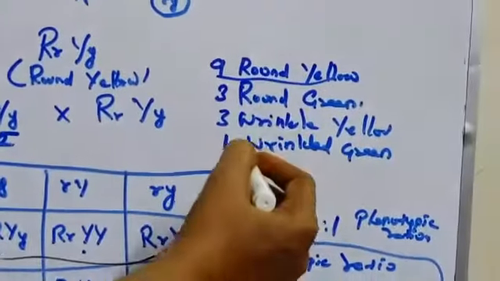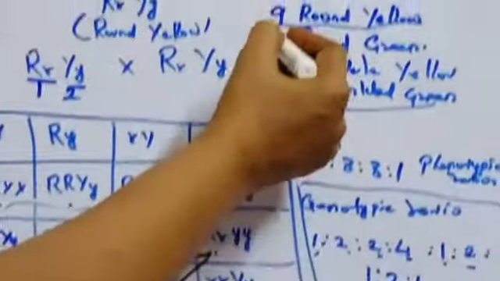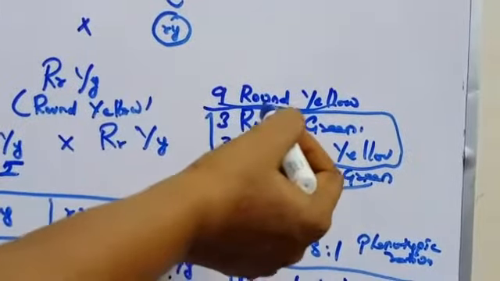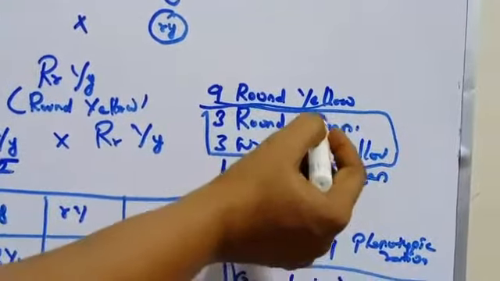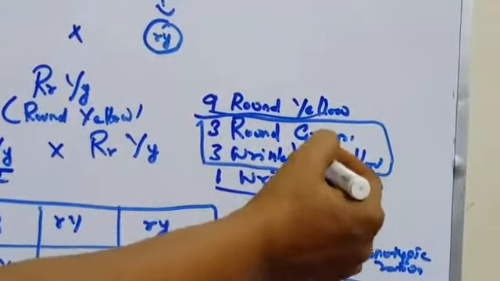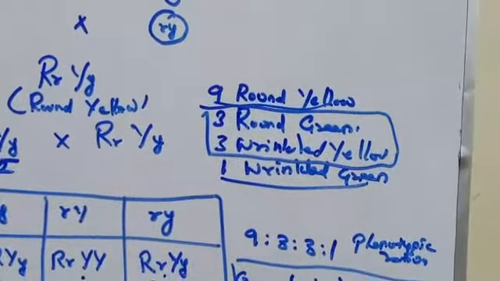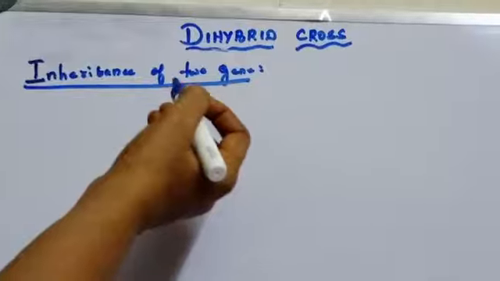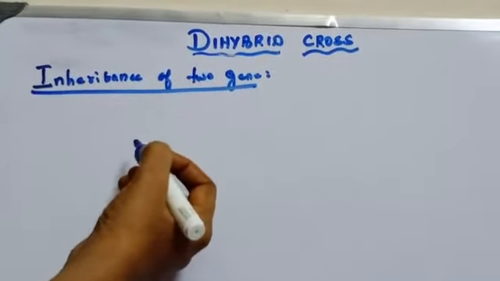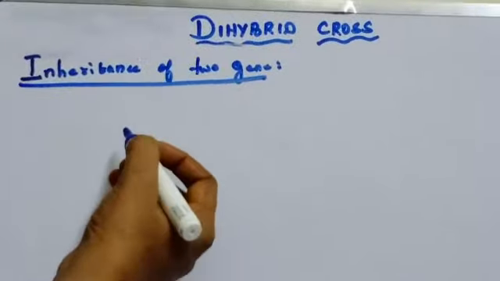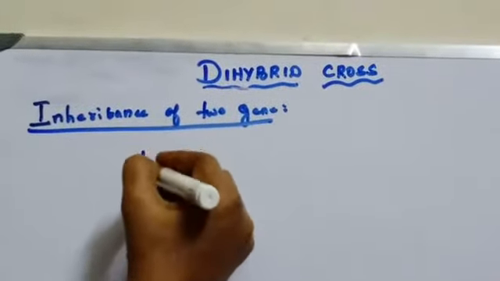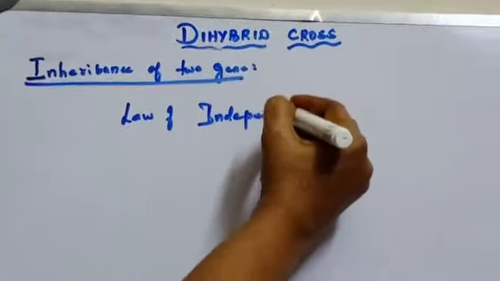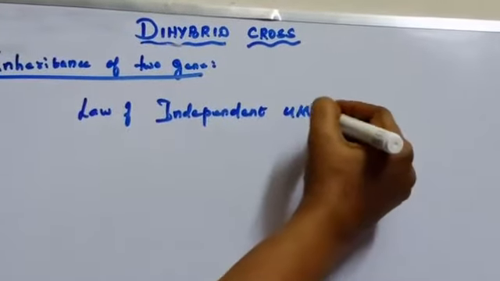See, round yellow and wrinkled green are parental. And these are formed by means of new combination, that is round green and wrinkled yellow. Mendel's dihybrid cross shows inheritance of 2 genes. After this experiment, he framed another law. He got the conclusion, that is law of independent assortment.